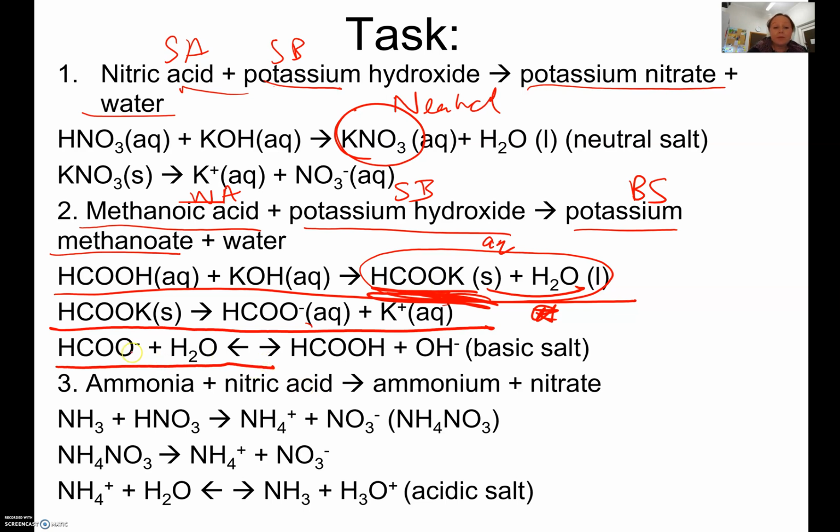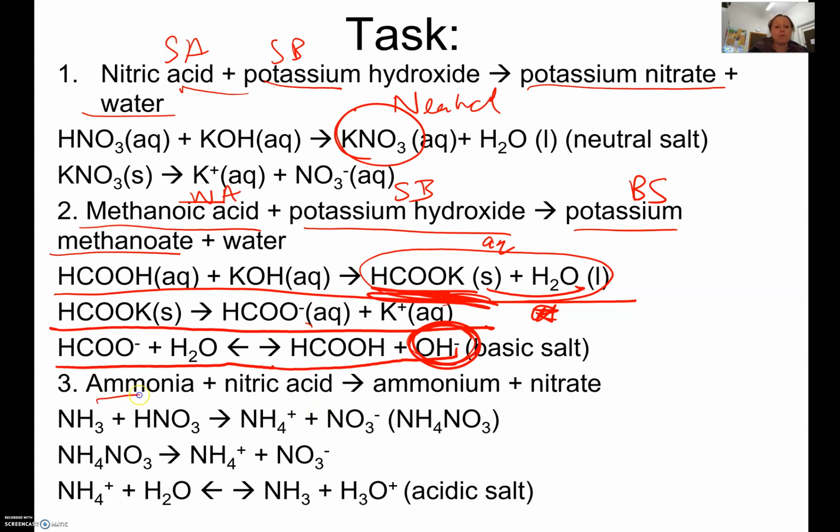So that methanoate ion can react with water to form methanoic acid and hydroxide ions, and these are basic particles, so therefore this is a basic salt, because it's a conjugate base of a weak acid, and we know that conjugate bases of a weak acid are weakly basic, so it can further react to form hydroxide ions.